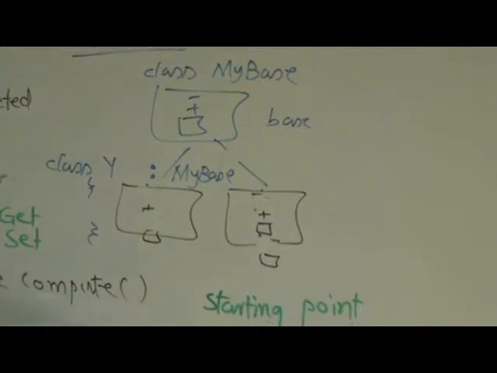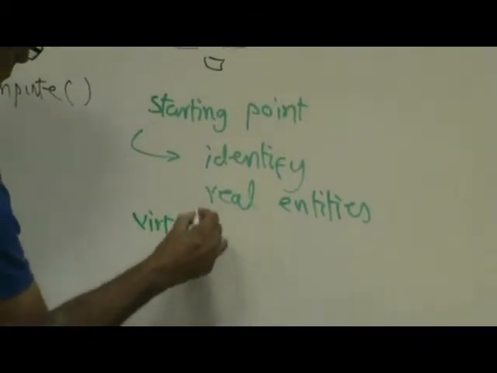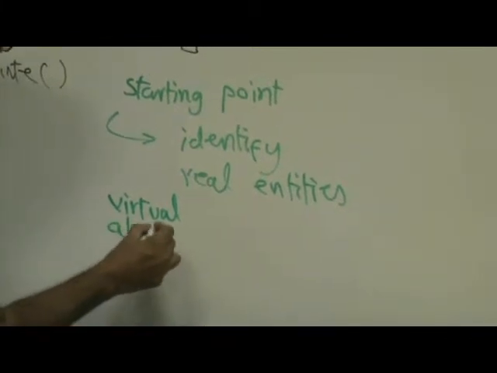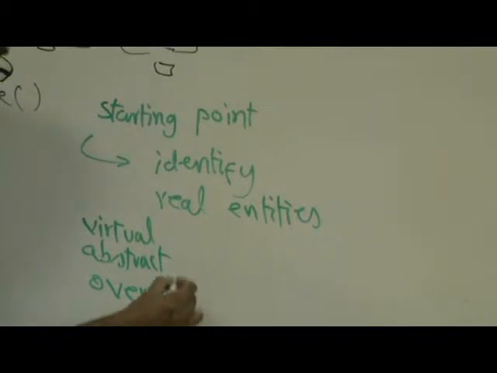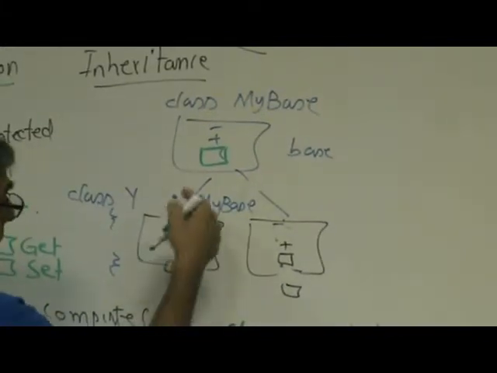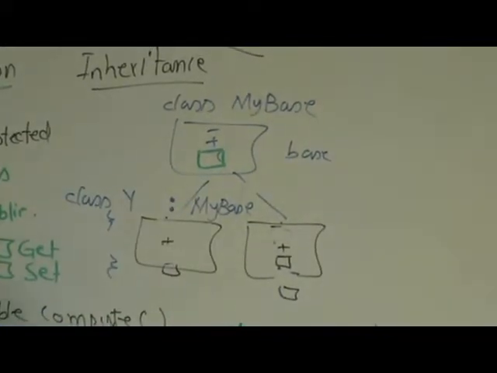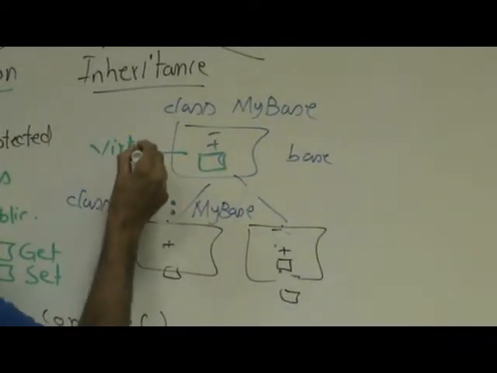What were those keywords? For example, virtual, abstract, and override. So virtual, if this is the top level method over here that we moved over here, and there is real code in it, we'll mark it as virtual.